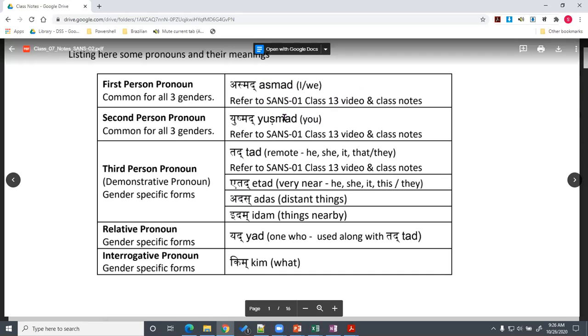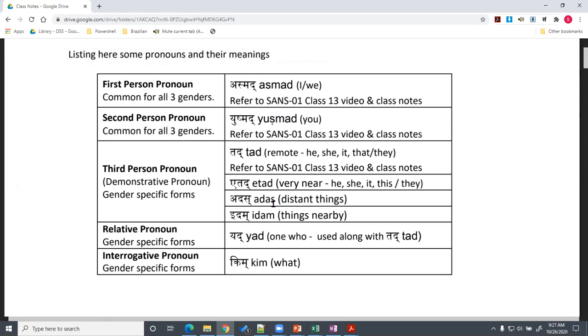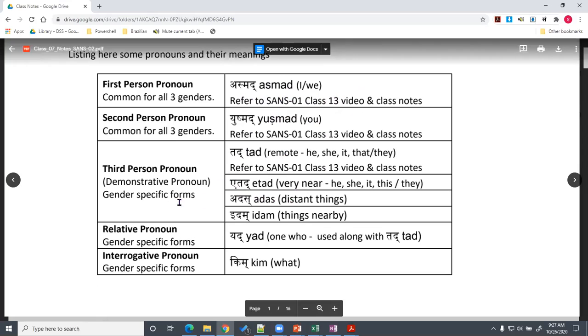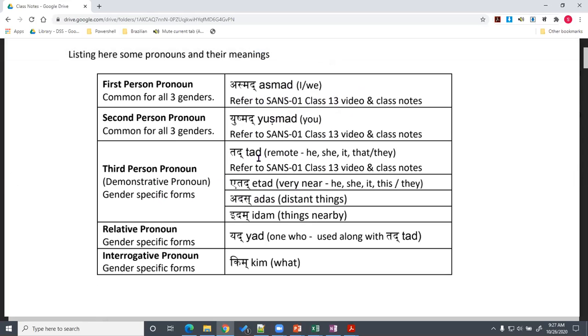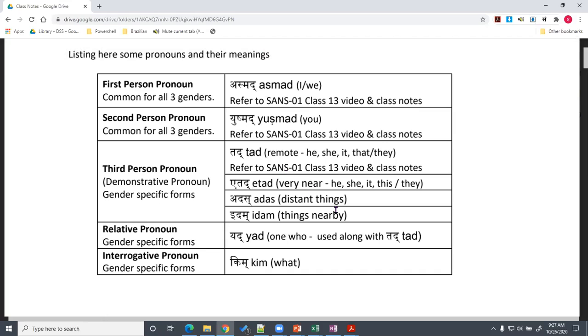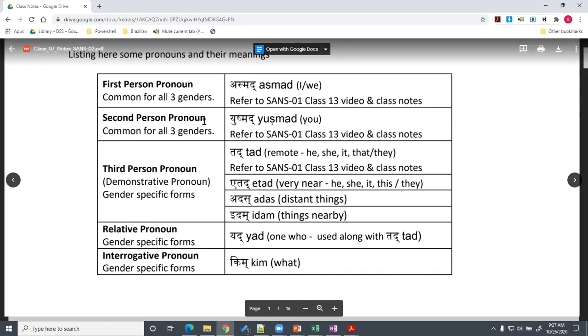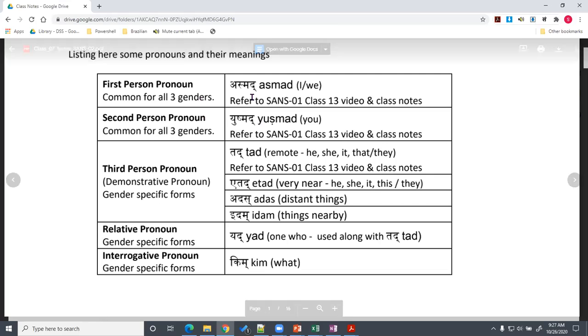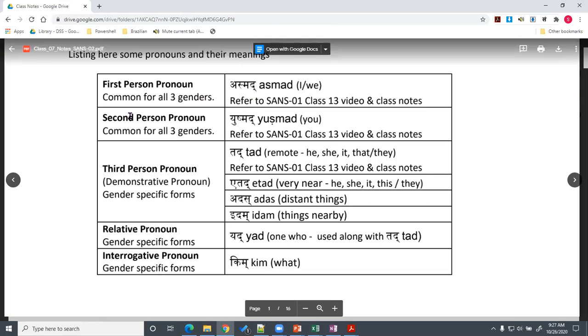Because we covered it in the Sanskrit 1 class also, Tapasya ji has made a reference for people to easily follow it. And then the third person pronouns. So all the other words are referring to the third person. And third person pronouns are used in all the three genders. First person and second person pronouns are common for all the three genders.